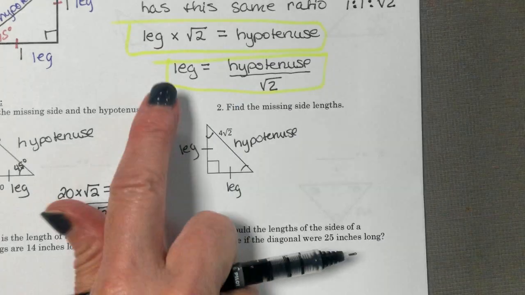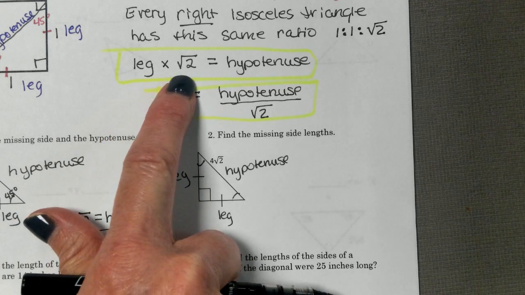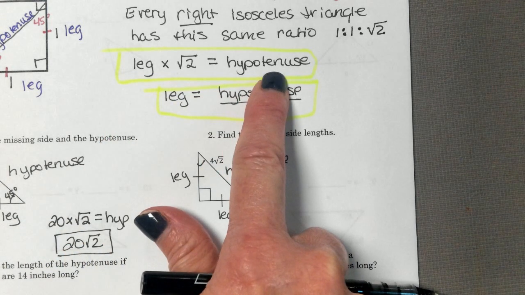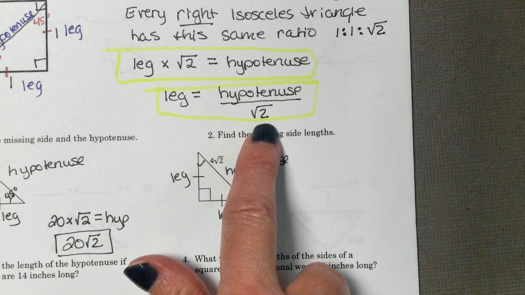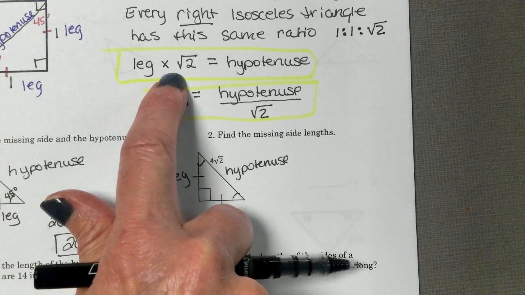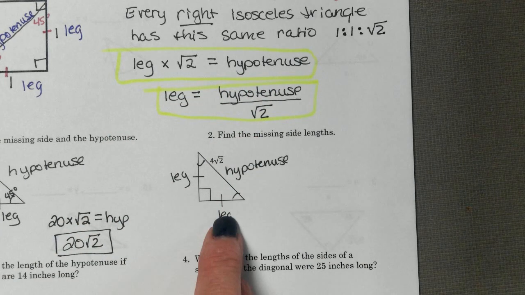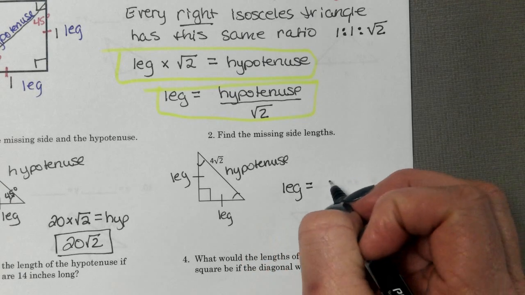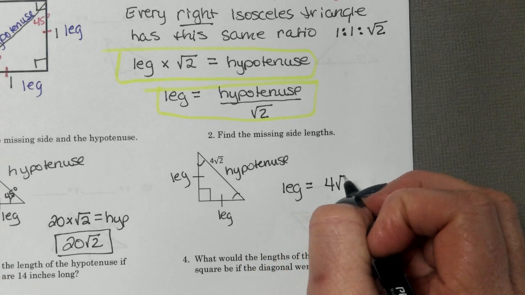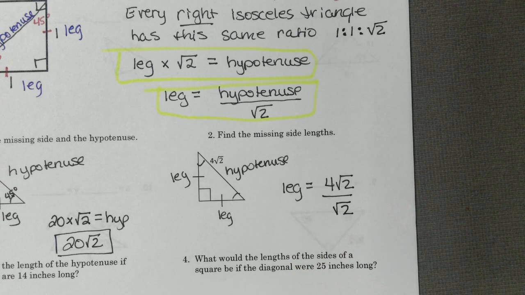So, if our relationship is you take the leg times the square root of 2 to get the hypotenuse, then we can divide the hypotenuse by the square root of 2 to get the leg. See, all we did was divide both sides by the square root of 2. So to find my leg, I'm going to take my hypotenuse and divide it by the square root of 2.